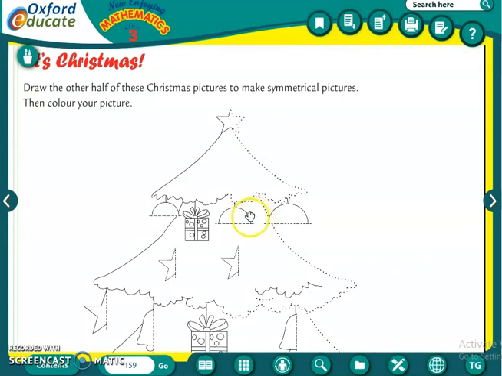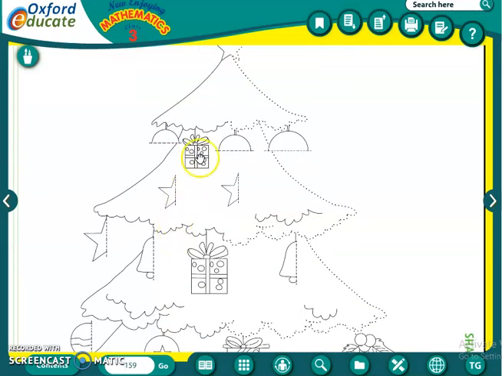this work that you like the most: draw and color half of this Christmas picture to make symmetrical pictures, then color your picture. Now here half of the picture is drawn on this side, and on the right hand side there are dotted lines. So in that you first of all have to draw the lines. Half of the picture is drawn and half of the picture you will draw with pencil on the dotted line, and afterward you will color the picture.